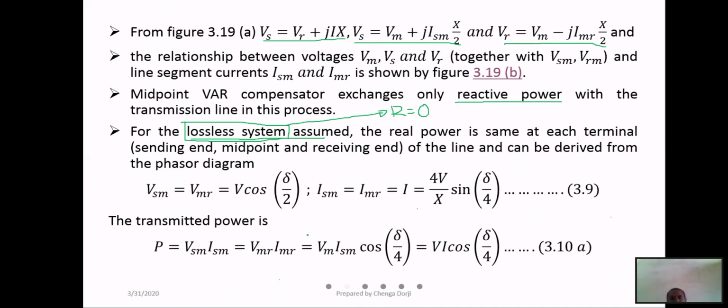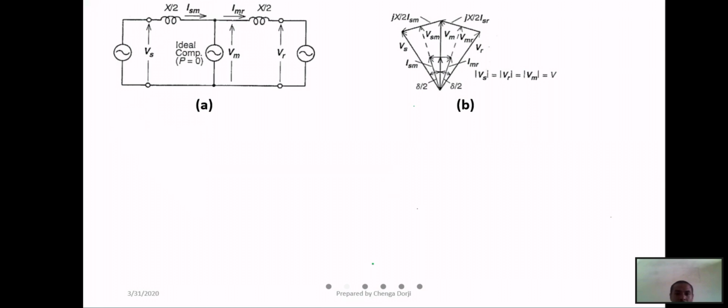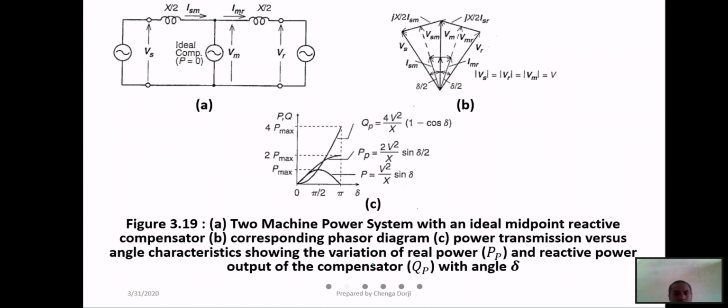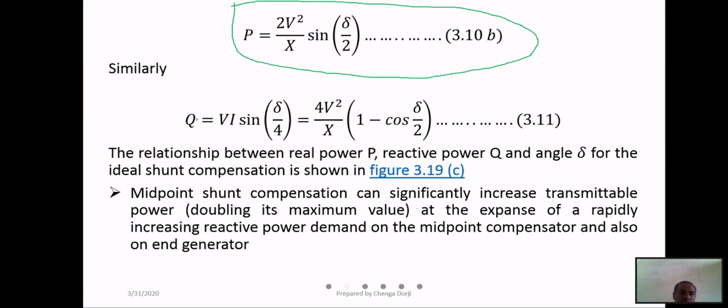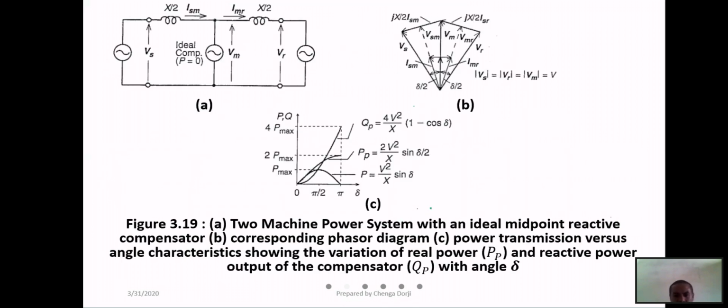So now from the phasor diagram, if you see this VSM and all this, when you derive this power P, you will get this power. So you are getting the power with delta by 2. Now if you see this, as the compensation increases, the maximum power now we have is this, no?